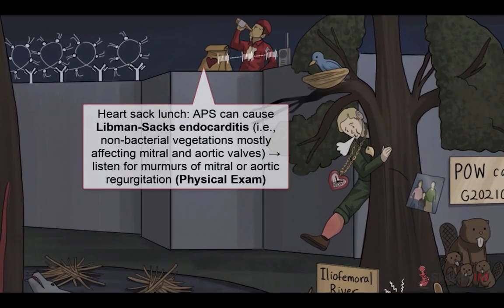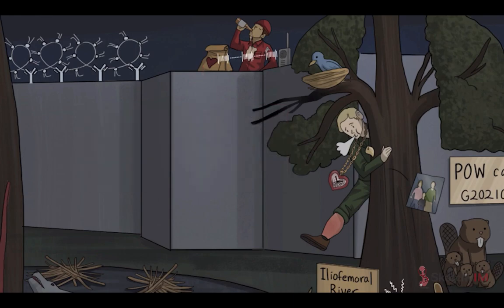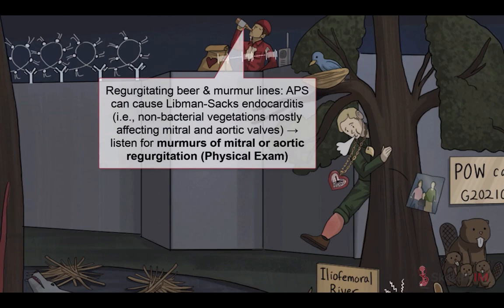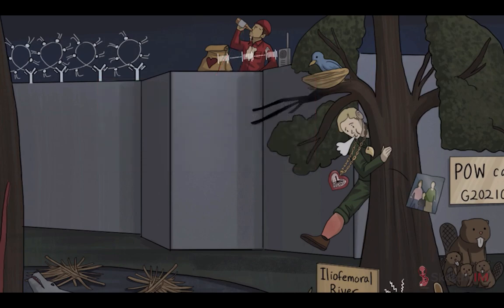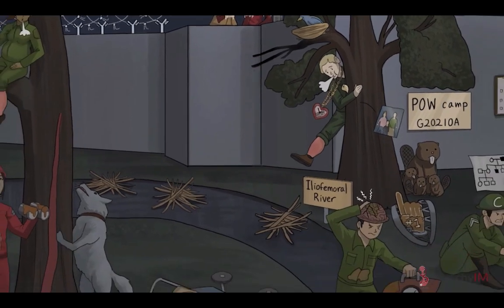Interestingly, antiphospholipid syndrome can actually affect the heart valves, producing non-bacterial vegetations known as Libman-Sacks endocarditis, which is represented here at Sketchy by that sack lunch, complete with the heart on the sack. Libman-Sacks endocarditis most commonly affects the mitral and aortic valves, so listen for murmurs of mitral or aortic regurgitation on exam. To help you remember the findings of Libman-Sacks endocarditis, just check out this sloppy night watchman, slacking on the job as he regurgitates beer and plays his radio on blast.